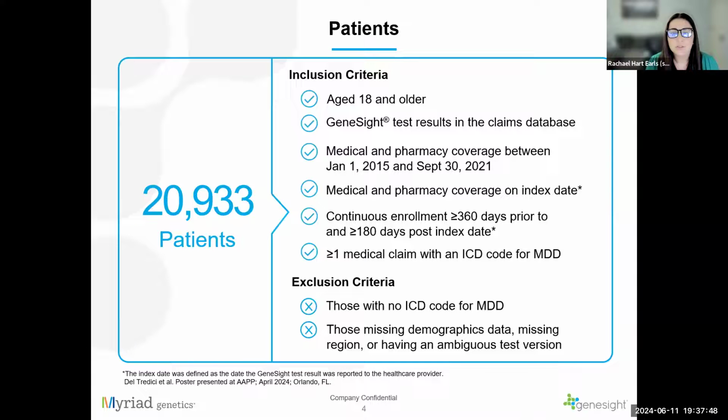They had to have continuous enrollment about 360 days prior and 180 days post the index date, so post GeneSight testing. And they had to have at least one medical claim with an ICD-10 code for major depressive disorder. They were excluded from the trial if they did not have an ICD-10 code for major depression, or they were missing demographic data, missing region, or had an ambiguous test version.